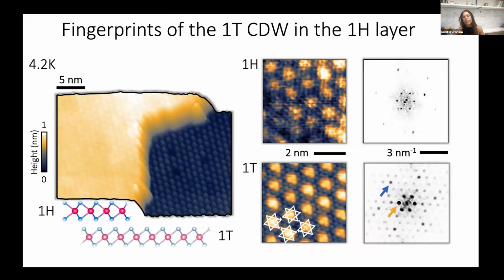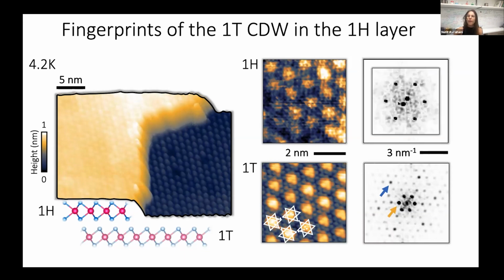So if we take a Fourier transform, we can again recognize the atomic Bragg peaks, and we can also recognize the charge density wave that is imprinted due to the proximity to the 1T layer below. And if we look very carefully around here, we see another set of peaks. This is the peak of the charge density wave that is typical to the 1H layer itself. So the 1H hosts superimposed CDWs that are related both to the 1H layer and the one that is imprinted by the 1T layer below.